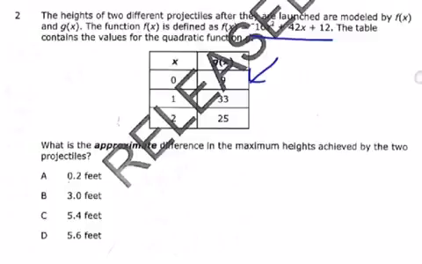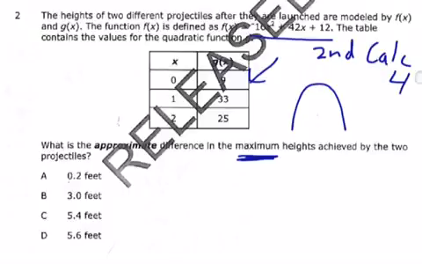So I can graph the first one to see what it looks like by pressing second, going to y equals, type it in, and then I'm going to hit second calc. And the reason I want to do second calc is because it asks for the difference in the maximum heights. So second calc 4 is going to give me the maximum. When I type in second calc 4, I'm going to do left bound, enter, right bound, enter, and then it says guess, so I want to put that right at the top. And that should give me 39.6 is my maximum for the first one.